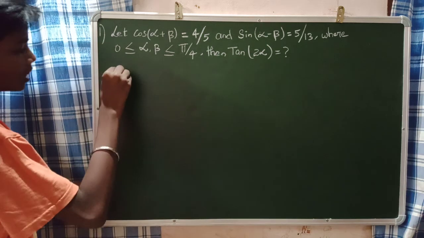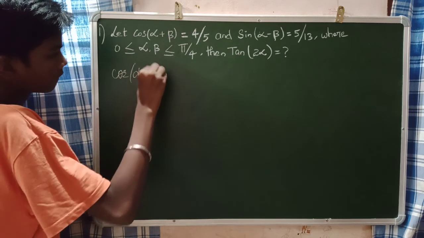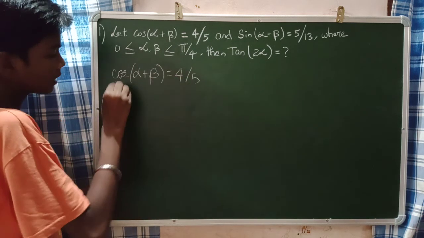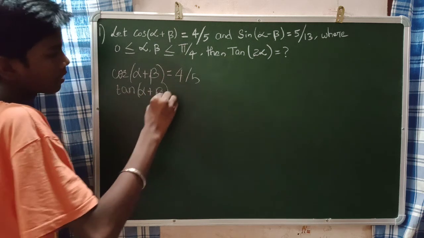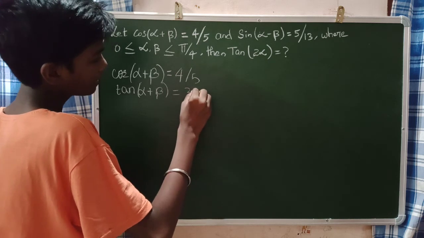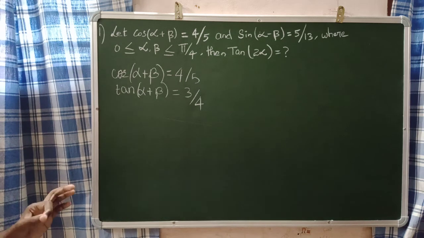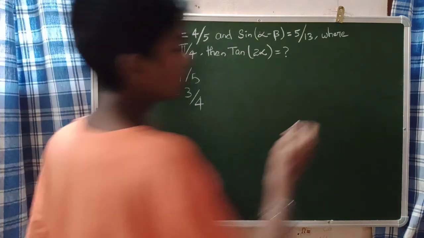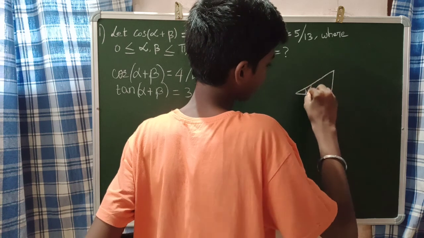So when I convert cos(alpha + beta), which is equal to 4/5, into tan(alpha + beta), I will be getting the answer as 3/4. I will be getting the value of tan(alpha + beta) as 3/4. How I am saying this is by using the triangle method. What is the triangle method? Let me say this angle is alpha + beta.